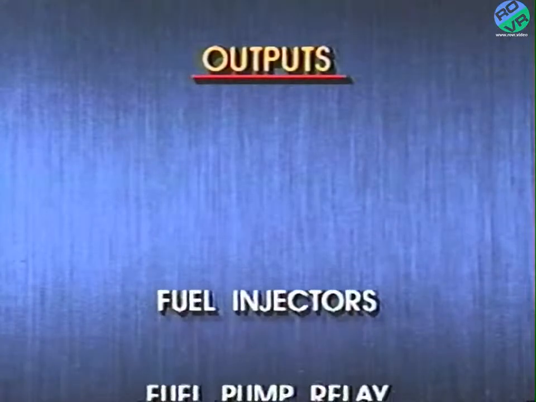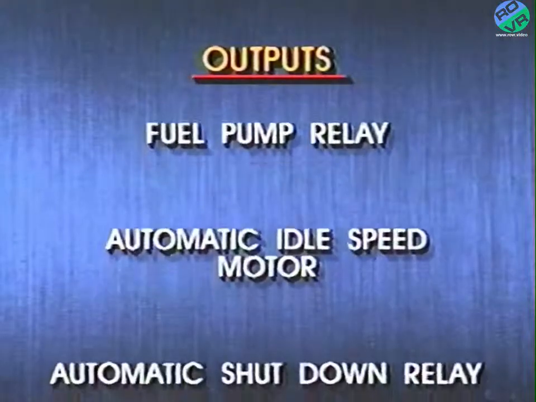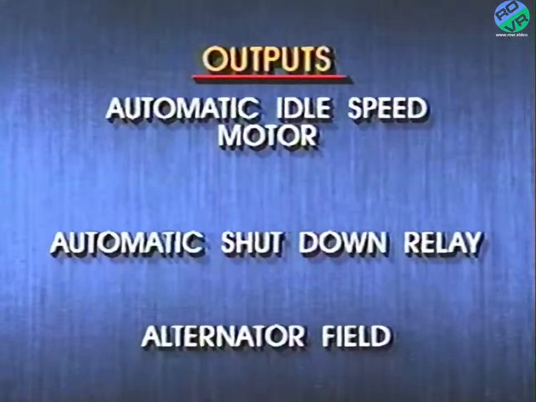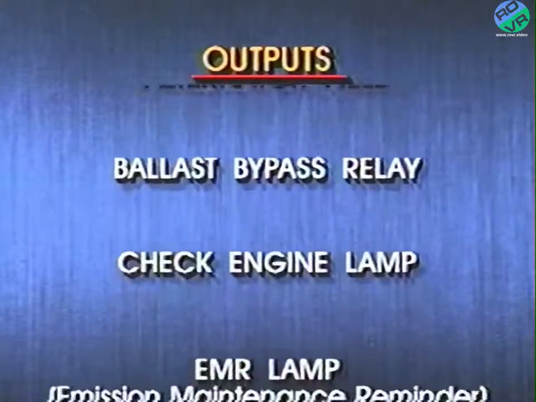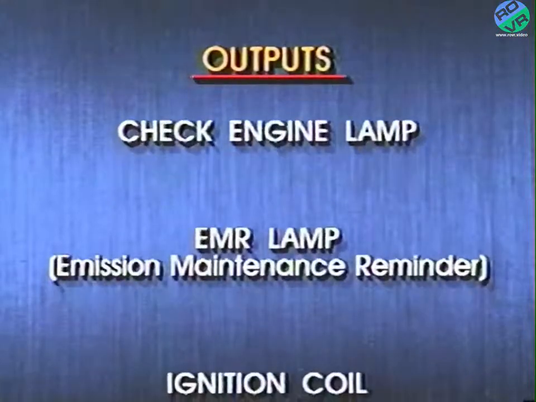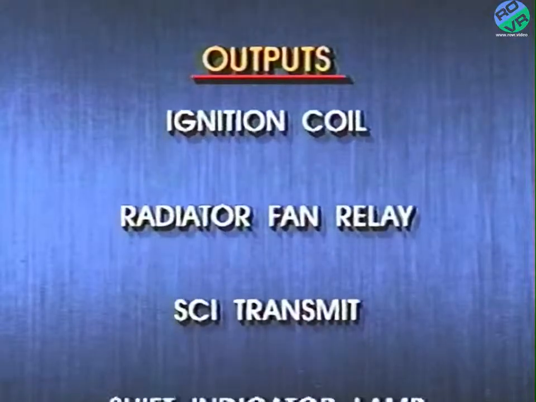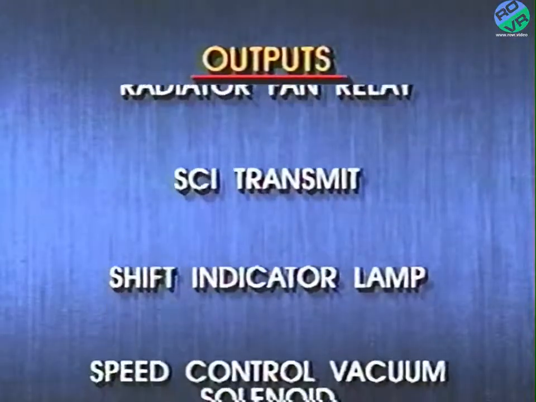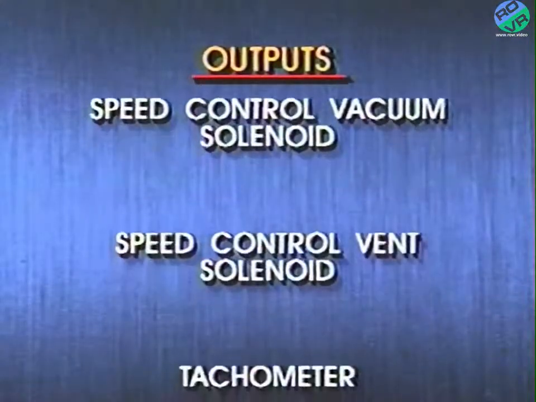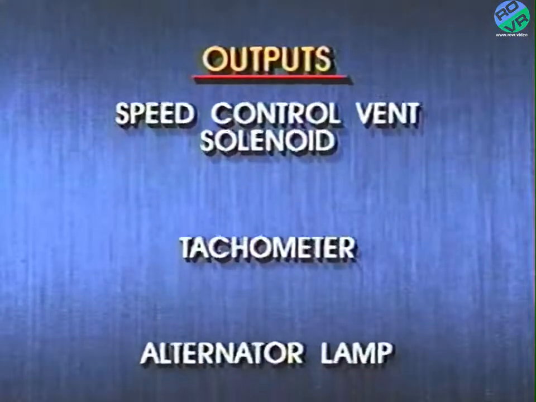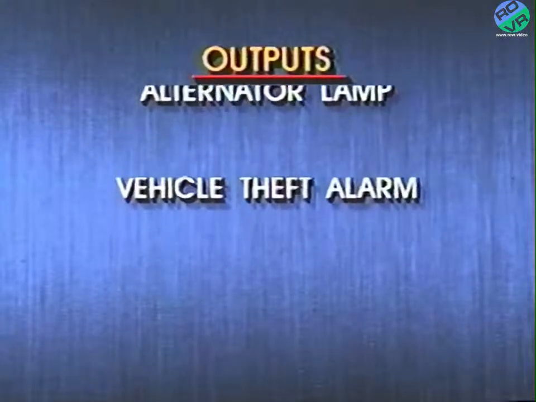The outputs are fuel injectors, fuel pump relay, automatic idle speed motor, the ASD or automatic shutdown relay, alternator field, ballast bypass relay, check engine lamp, EMR or emission maintenance reminder lamp, ignition coil, radiator fan relay, SCI transmit, shift indicator lamp, speed control vacuum solenoid, speed control vent solenoid, tachometer on vehicles so equipped, alternator lamp, and the vehicle theft alarm.